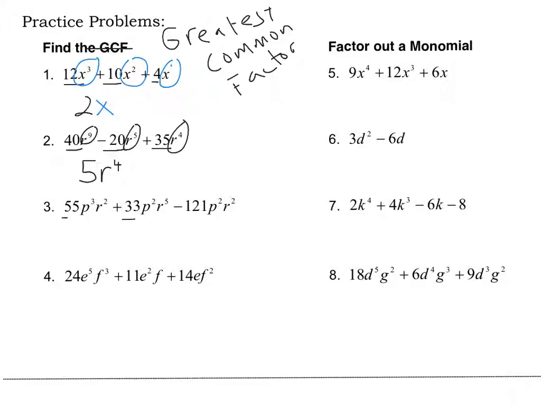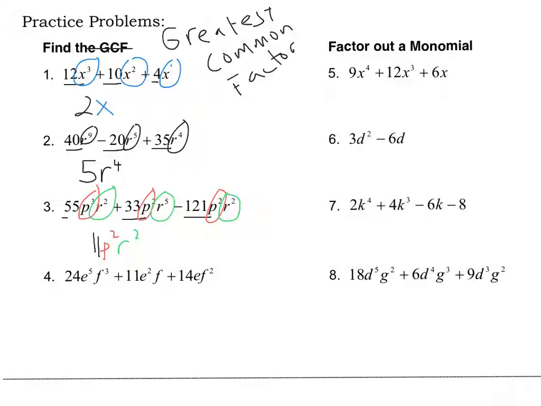Third one, all of these numbers can be divisible by 11. And then you have a lot of variables and exponents going on. So first, they all have p's, so I can divide them all by p squared. And then they all have r's, so I can divide them all by r squared because that's the lowest exponent.